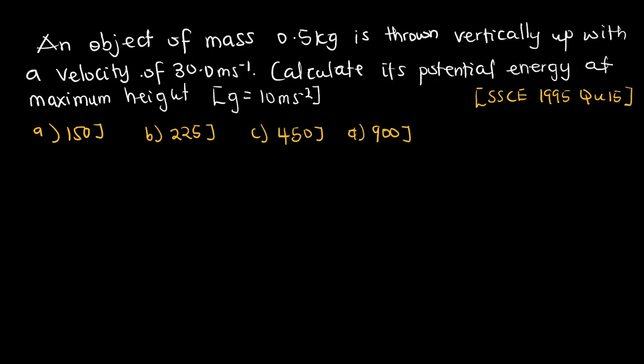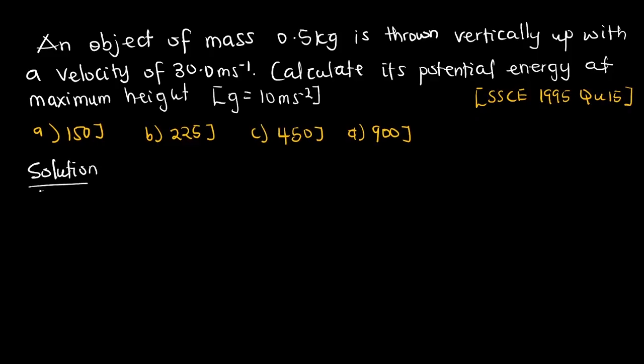We have an object of mass 0.5 kilogram thrown vertically up with a velocity of 30 meters per second. We have to calculate its potential energy at the maximum height, given that gravity is 10 meters per second squared. This is the SSC 1995 question number 15. Here are our possible choices: A, 150 joules; B, 225 joules; C, 450 joules; and D, 900 joules. Let's proceed to look at the solution to this problem.